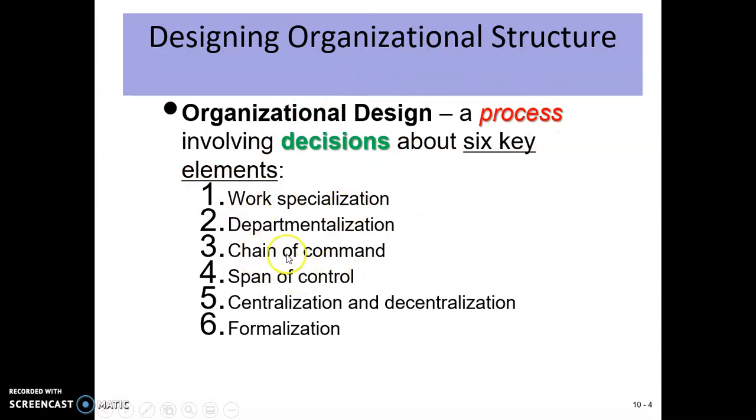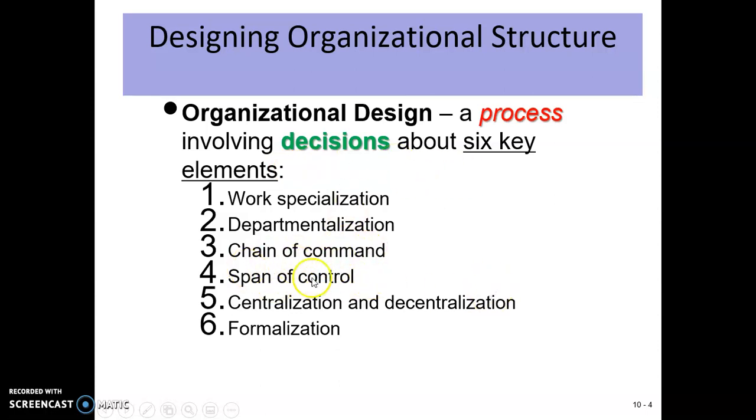So in order to determine whether an organization is considered mechanistic or organic, we need to check these six key elements. For example, work specialization. If the work specialization is high, that means the organization belongs to mechanistic. If departmentalization is high, the organization also belongs to the mechanistic style. Chain of command is referring to the continuous line of authority that extends from the upper level to the lower level. This is also important to determine whether organizations belong to mechanistic or organic.